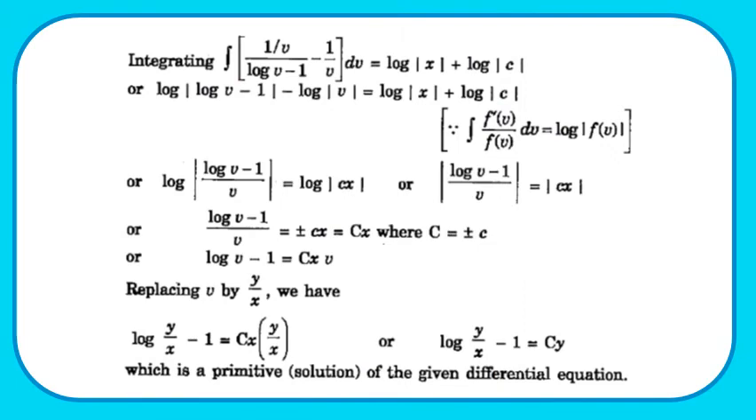So integrating both sides, we have the integral of (1/v)/(log v − 1) − 1/v dv equals log x + log c. So integrating this, we get log(log v − 1) − log v = log x + log c. Here we have used the property that the integral of f'(v)/f(v) dv equals log of f(v). So simplifying this, we get log v − 1 = cxv. Now replacing v by y/x, we get log(y/x) − 1 = cx · (y/x), which is log(y/x) − 1 = cy. So this is our required solution.